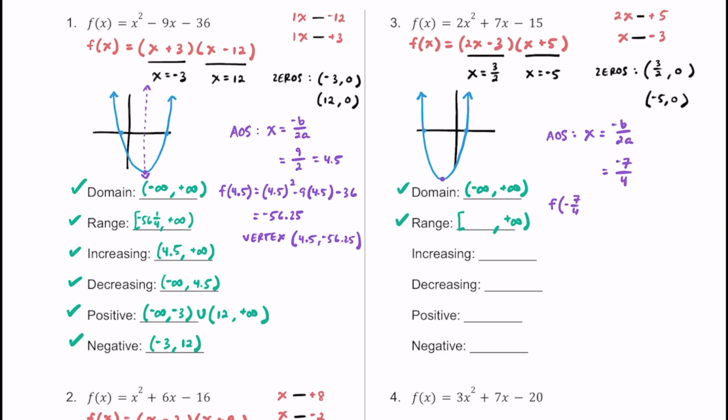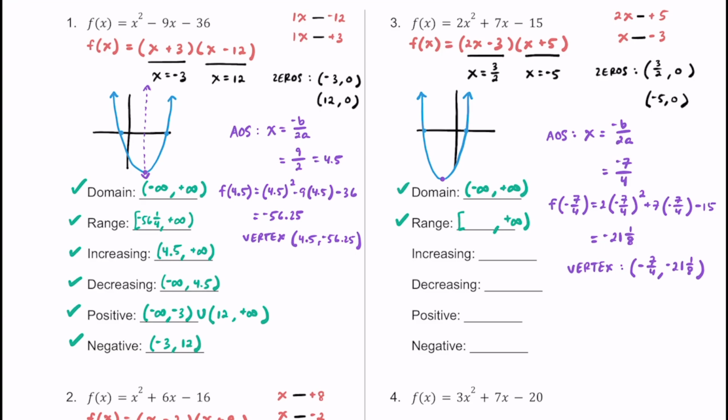So if we do f of -7/4, that's going to be 2 multiplied by this -7/4 squared, and then plus 7 multiplied by -7/4, and then minus 15. Okay, so you can do this by hand or plug it into a calculator. I believe if you plug it in, we're going to end up with -21 and 1/8. So if you need to pause to try and do that, feel free to do so. But we're saying that the vertex for this function is going to be -7/4, comma, -21 and 1/8. One I wrote as a mixed number, one I wrote as an improper fraction, but it doesn't really matter.